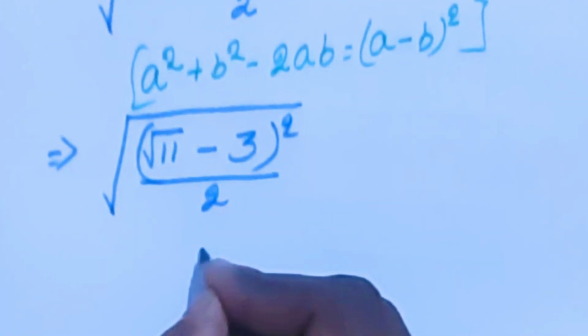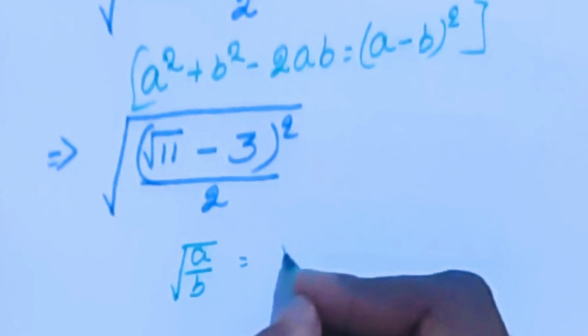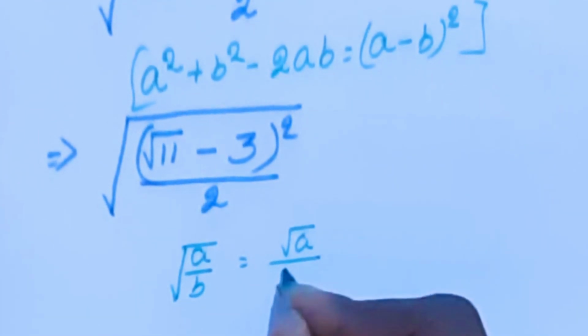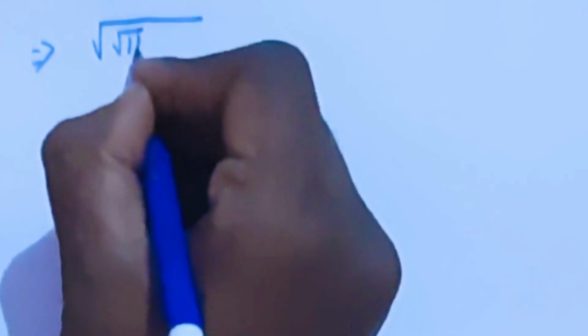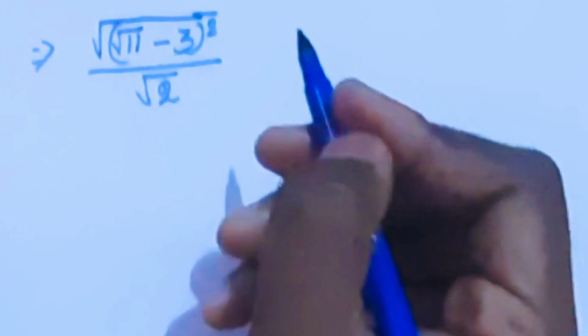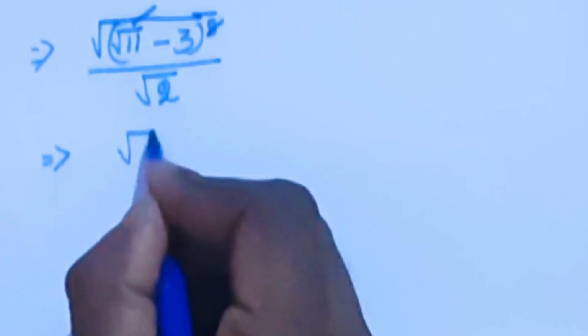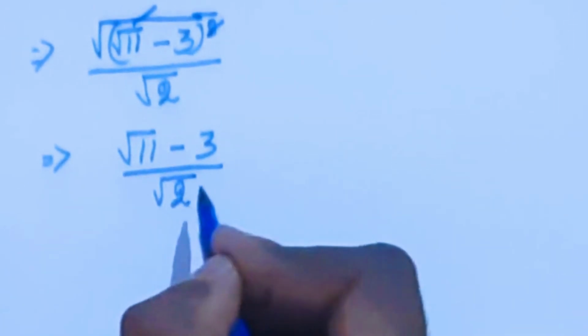Now square root of a by b can be written as square root of a by square root of b. This we are going to apply here. Square root of 11 minus 3 whole square by square root of 2. Now this square and square root will cancel each other. Now we have square root of 11 minus 3 by square root of 2.